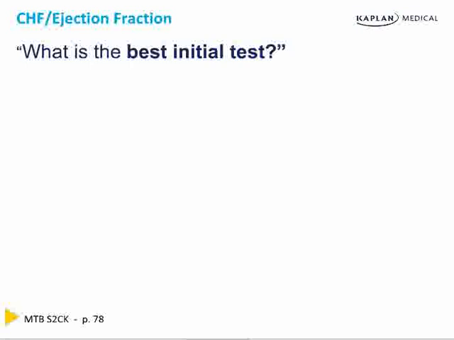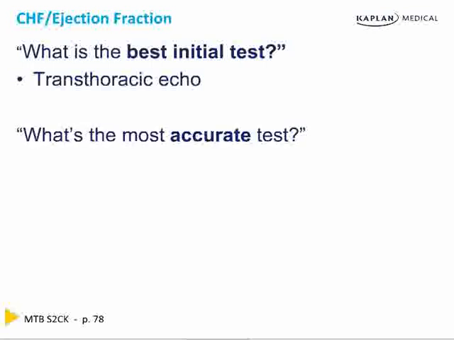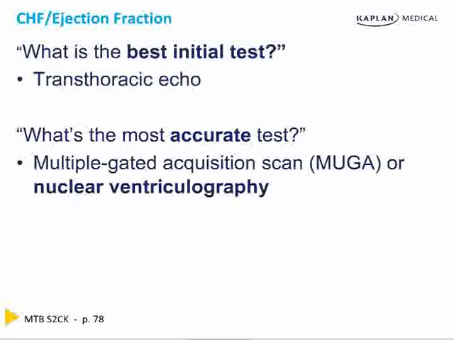Now, the best initial one of these tests is the transthoracic echo. The transthoracic echo is a fine test for looking at ejection fraction and wall motion. Now, it's not the most accurate. The most accurate test of ejection fraction, this is one of those questions where you're going to have to answer something that you've never seen done. The single most precise method is the MUGA scan, or nuclear ventriculogram. That is the single most precise method of looking at ejection fraction.